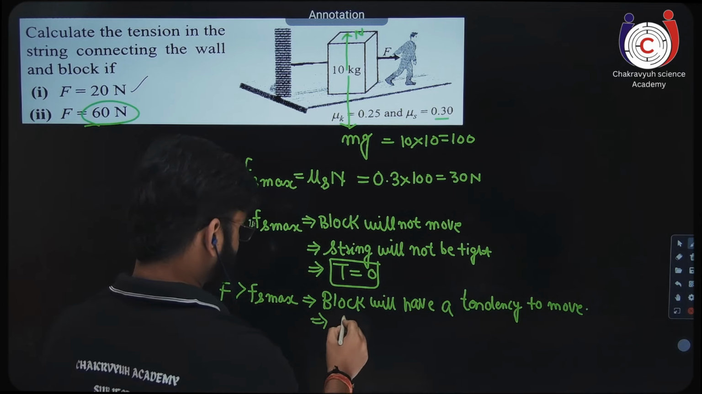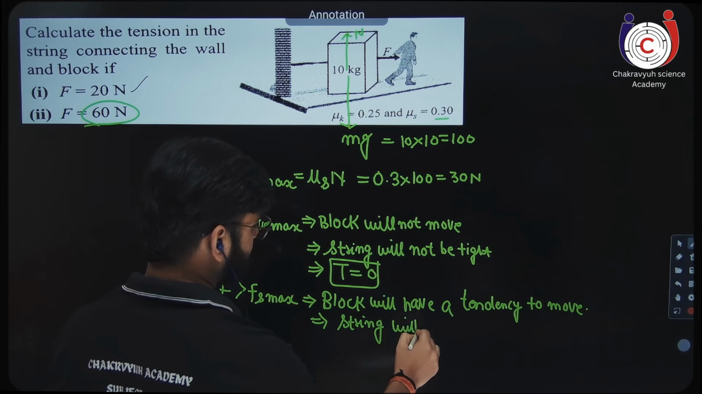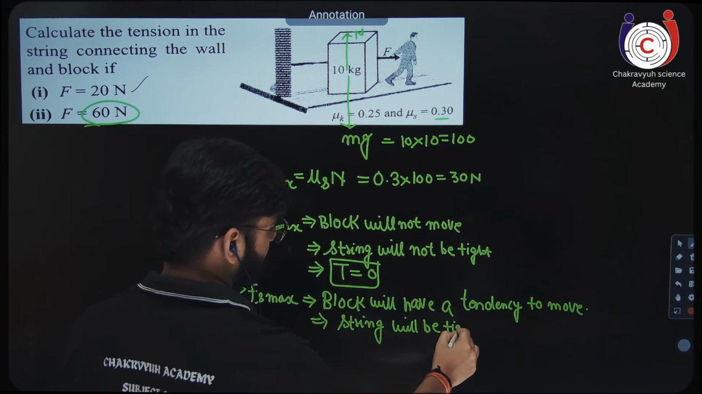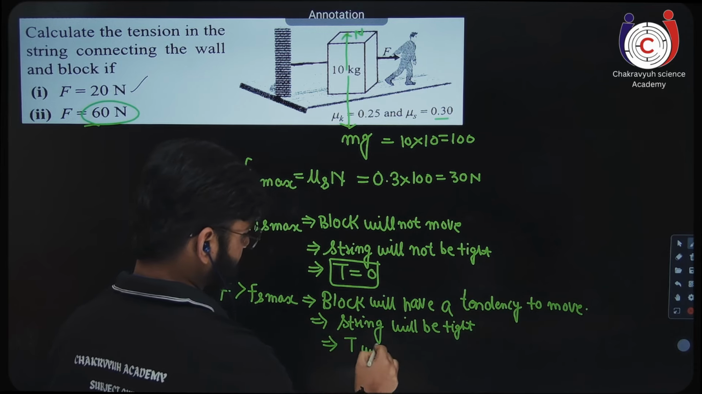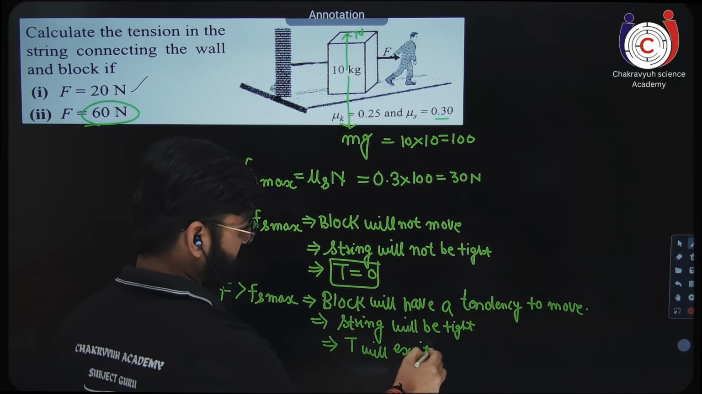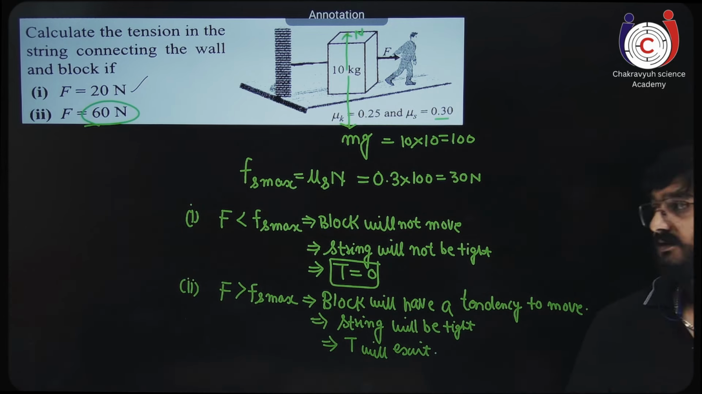So the string will be tight. And we know that when the string is tight, there will be tension. T will exist. Copy quickly. I will explain the answer then.